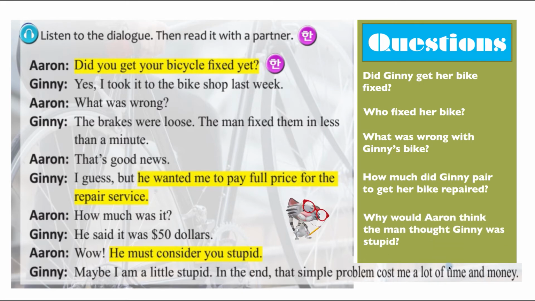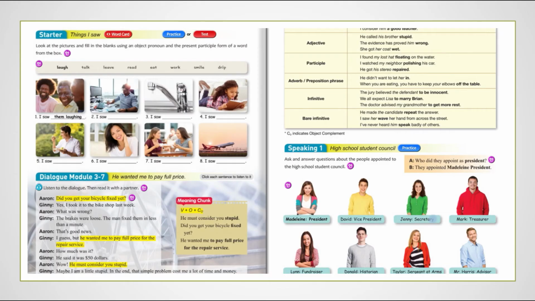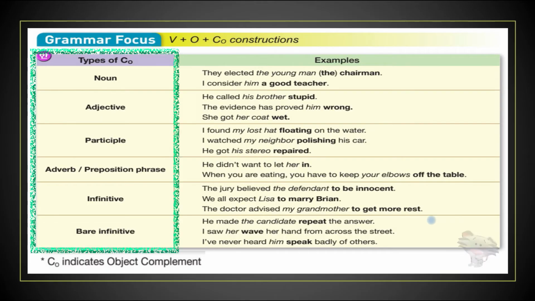And lastly, why would Aaron think the man thought Ginny was stupid? Because the man tried to fool Ginny by asking her to pay full price. Or it was just a simple problem, and so he was surprised that she couldn't fix it herself. Deep thoughts. Wow. Yeah, all right, I didn't think about that. Hopefully you guys were listening at home, because that's coming up in the homework. I need my spanner to tighten my bike brake.